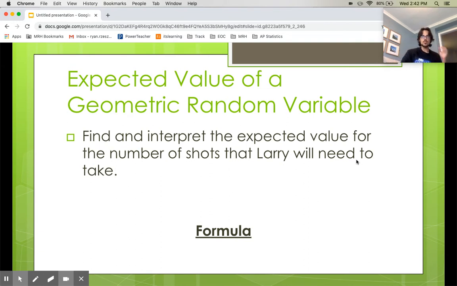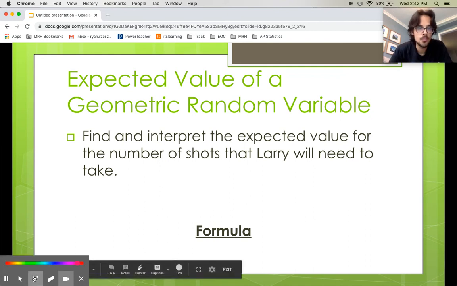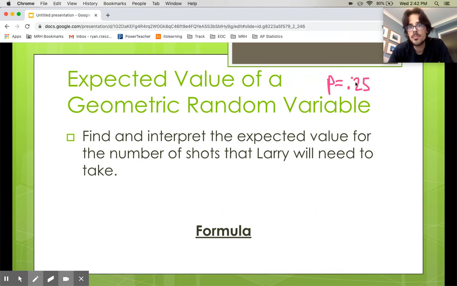So the expected value for how many shots it's going to take Larry. The probability Larry makes a shot was 0.125. And if you're good with your decimals here, you should know that 0.125 is an eighth. So if you think about it logically, if Larry makes an eighth of his shots, sometimes he's going to get lucky and take like 3 or 4 shots and make it. But sometimes he's going to be unlucky and it's going to take him 9 or 10 or 11 shots to make it. But it seems reasonable that if he makes an eighth of his shots, it'll take him an average of 8 shots to finally make one.